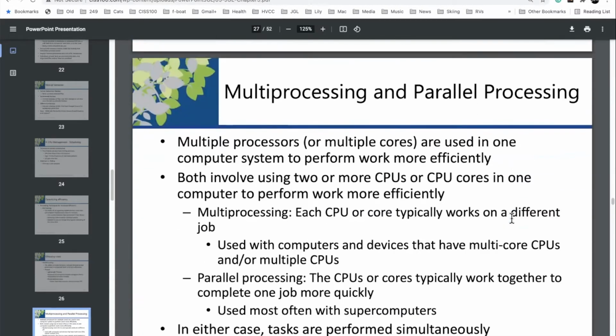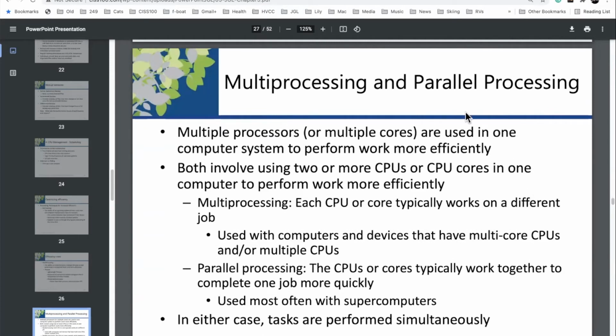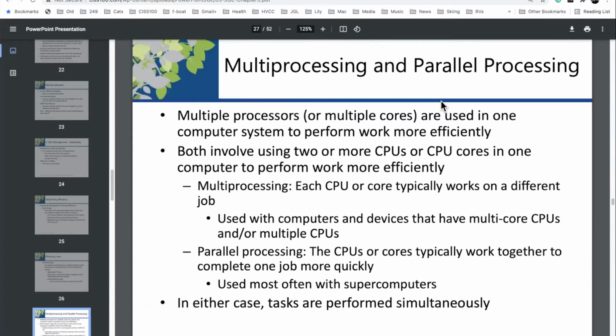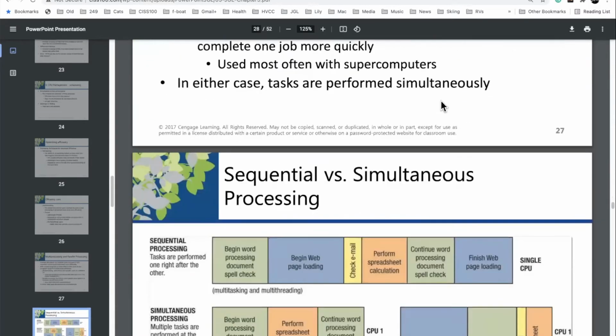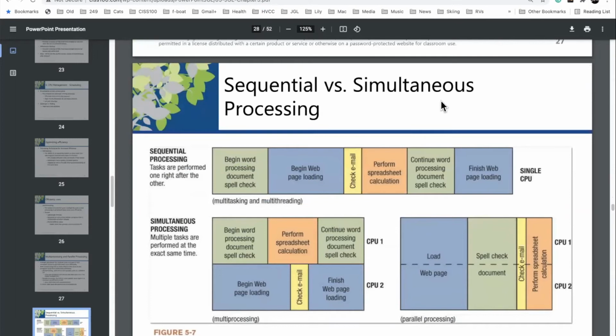Okay, multiprocessing and parallel processing. Both of these imply that we have a CPU with multiple cores. This was presented back in architecture, and I just brought the slides forward. It's probably easiest to describe based on the graphics, the pictures. So if we look at this first picture, sequential processing, we have multitasking. We have a single CPU.